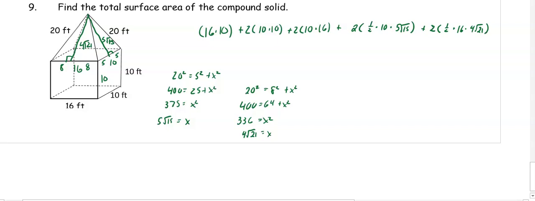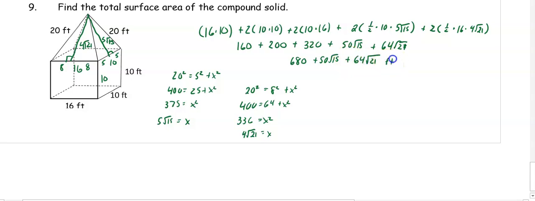So as we multiply here, we are going to get 160 plus 200 plus 320 plus 50 root 15 plus 64 root 21. So the constants, these three numbers, can combine together, and that gets us 680 plus 50 root 15 plus 64 root 21 feet squared.